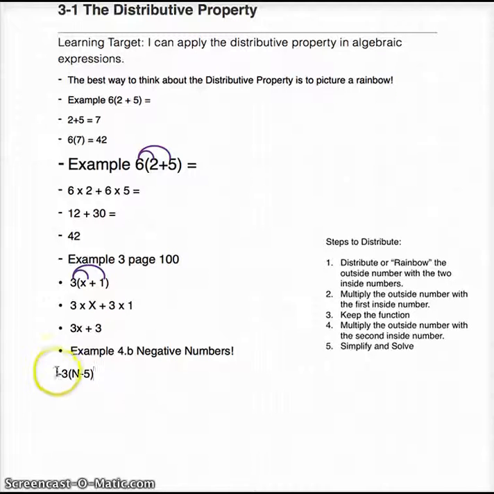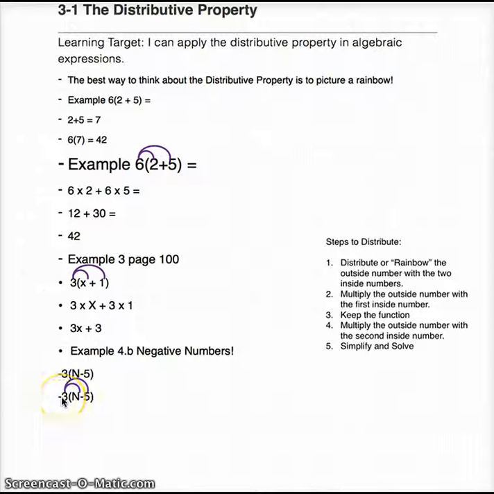So in this one we have a negative and we have a variable. But we still follow the same rules and these same steps over here for when we distribute that outside number with those inside numbers. So our first step would be take that -3 and we're going to distribute it to the n and the 5. That's when we draw our purple lines or our rainbow.